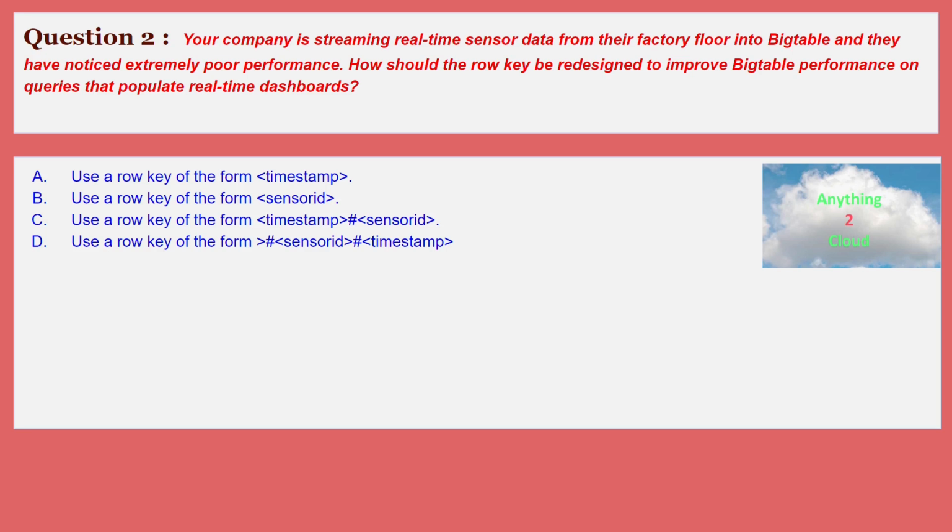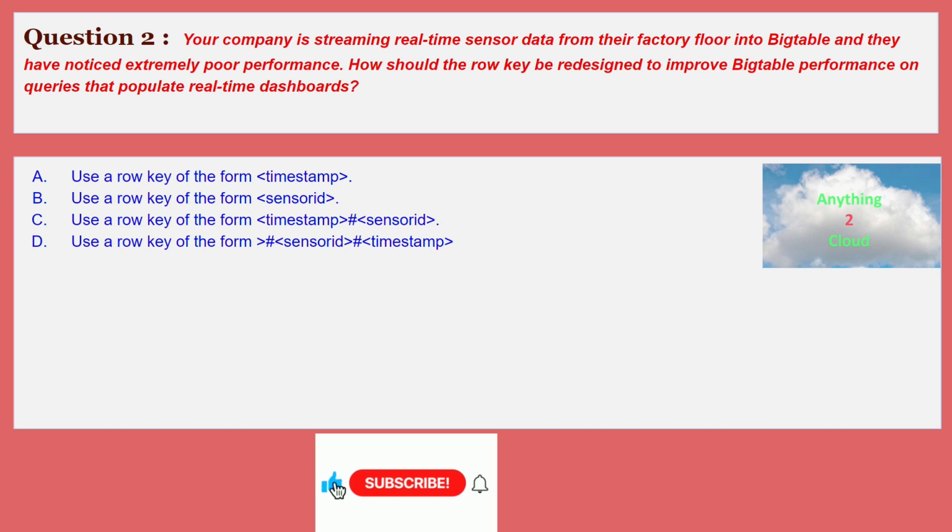Moving on to the next question. The next question is, your company is streaming real-time sensor data from their factory floor into Bigtable and they have noticed extremely poor performance. How should the row key be redesigned to improve Bigtable performance on the queries that populate real-time dashboards?